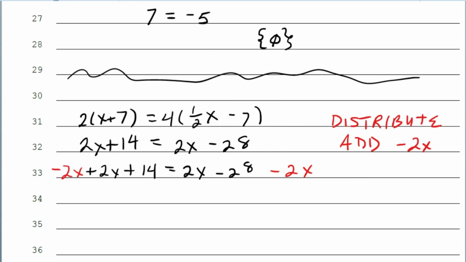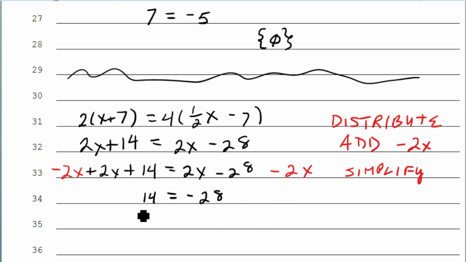And then just simplify. Simplify each side. And we'll get minus 2x plus 2x is 0. You're left with the 14 on the right. And minus 2x plus 2x is 0. And you have a minus 28 on this side.